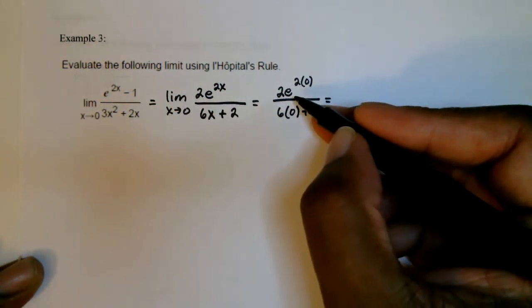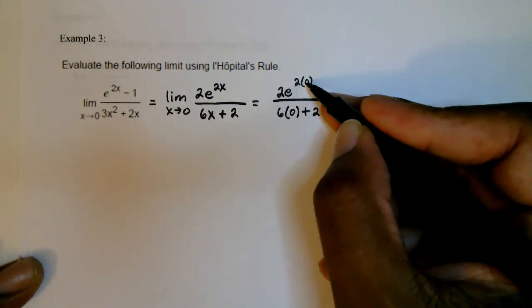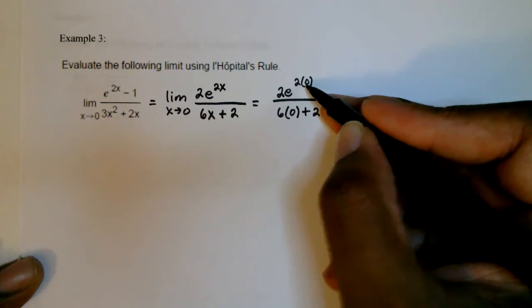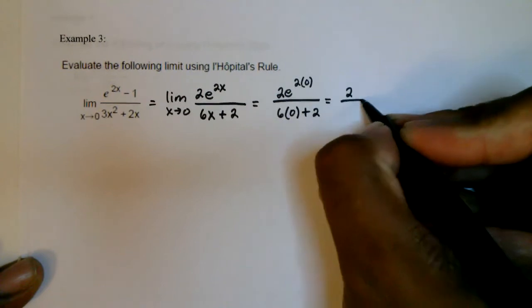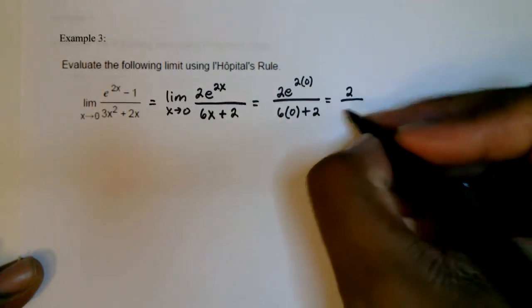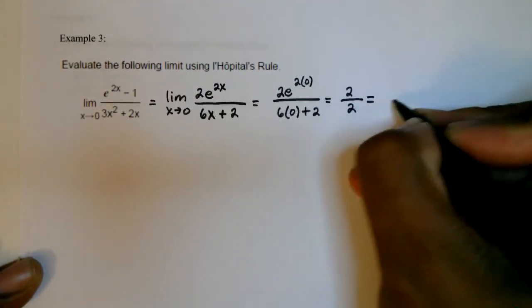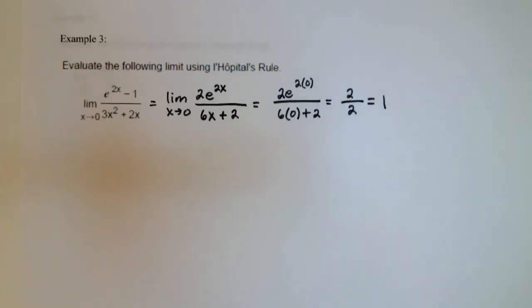Well, here, if I do 2 times 0, that's 0, but e to the 0 is automatically going to be 1, and 1 times 2 will be 2. 6 times 0 is 0, plus 2 will be 2. 2 divided by 2 ends up being 1. So the limit as x approaches 0 of e to the 2x minus 1 divided by 3x squared plus 2x will end up being 1 using L'Hopital's rule.